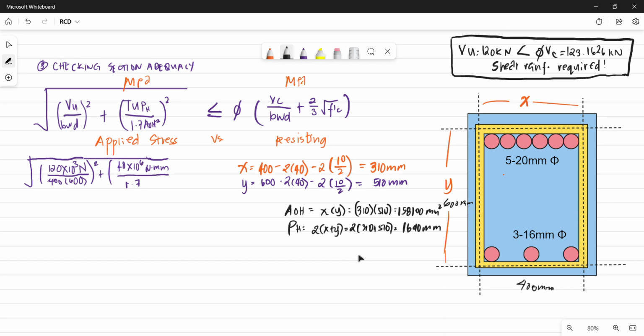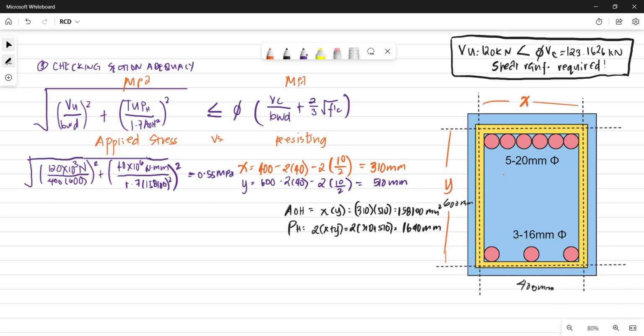So, substitute the given. Your applied stress is 1.7 AOH na 158,100 squared, this is squared, this is equal to 0.55 MPa.